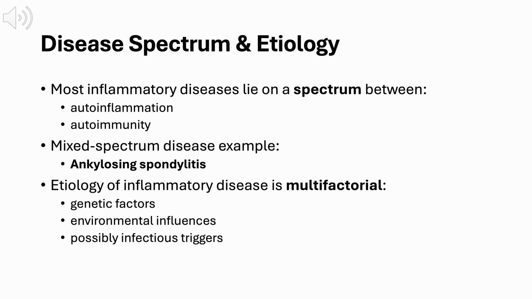More broadly, the cause of inflammatory disease is usually multifactorial. Genetic susceptibility interacts with environmental influences and, in some cases, infectious triggers. The resulting clinical phenotype depends on which immune pathways become dominant and which tissues are targeted.